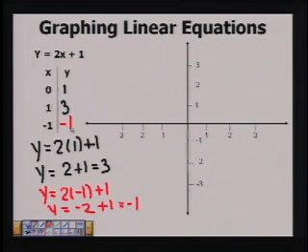You now have 3 points, so we will plot each set of points. The first is 0, 1, so we go over 0 and up 1. Our second point is 1, 3, so we start at 0 again, go over 1 and up 3. And our final point is -1, -1. So we start at 0, we go back 1 and down 1. And we draw a line connecting those points.